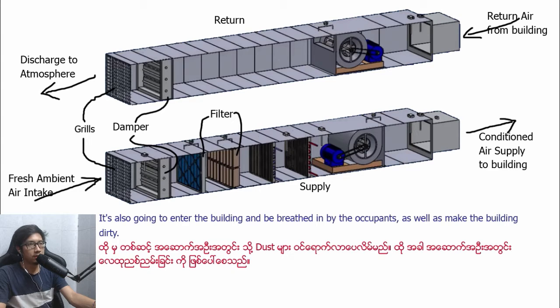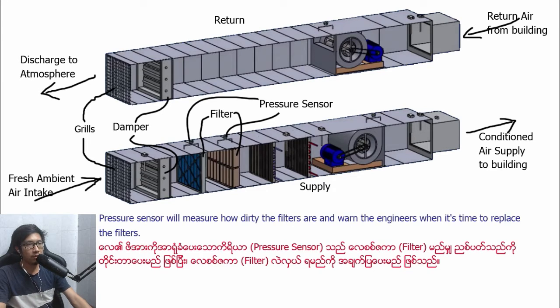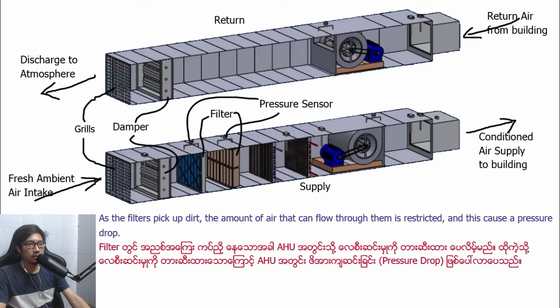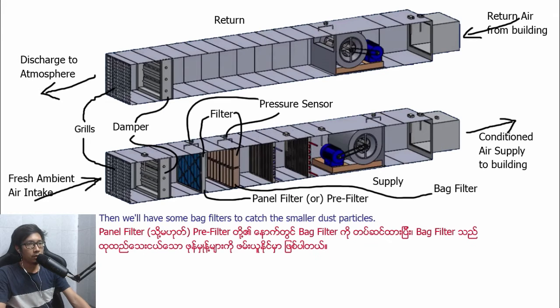make the bearings dirty. Across each of the filter banks, we have a pressure sensor. The pressure sensor will measure how dirty the filters are, and tell the engineer when it's time to replace the filters. As the filters pick up dirt, the amount of air that can flow through them is restricted. This causes a pressure drop. Typically, we have some panel filters or pre-filters to catch larger dust particles. Then, we have some bag filters to catch the smaller dust particles.